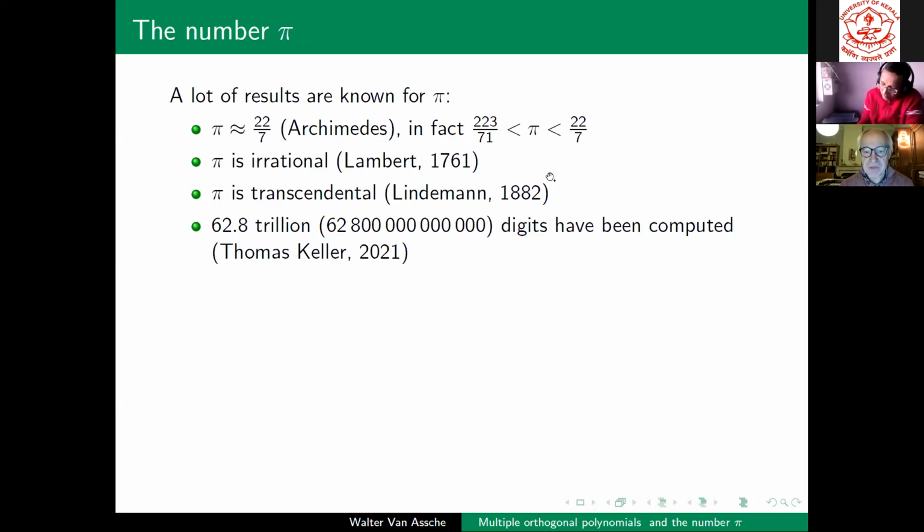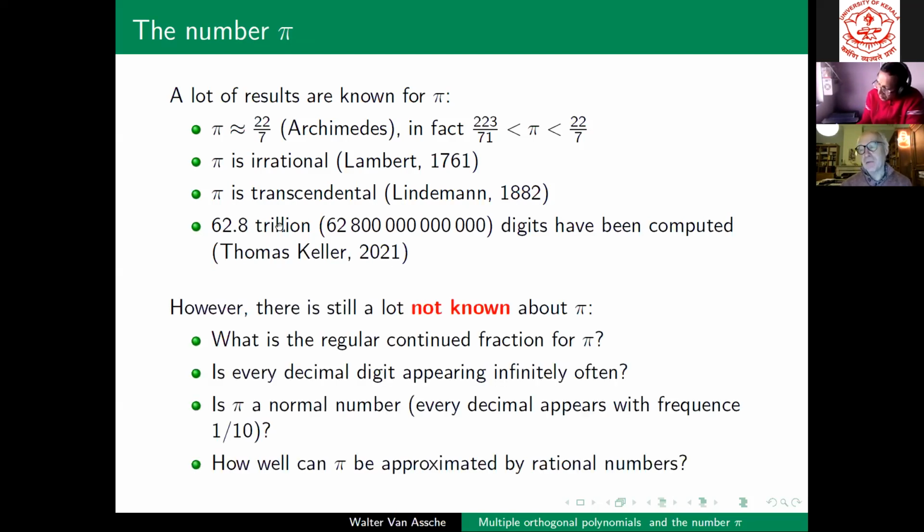And very recently, like this year, 62.8 trillion digits have been computed for pi. So you think we know a lot about pi, but in fact, we don't know so much about pi. Well, in practice, we only need this 22/7 or 3.14 for any practical calculation. But what do we not know about pi?